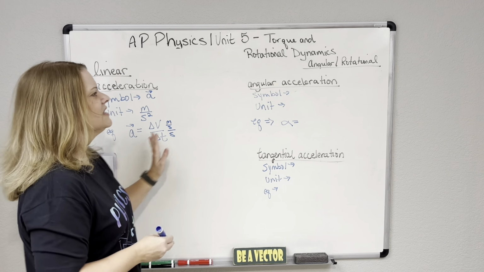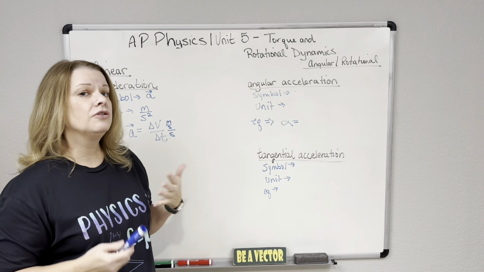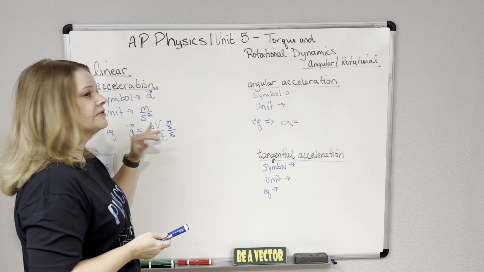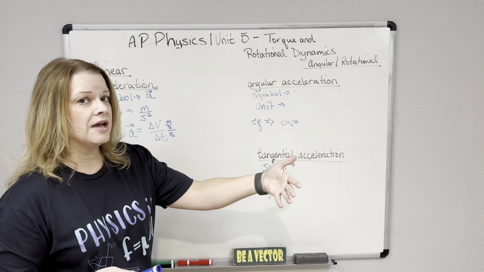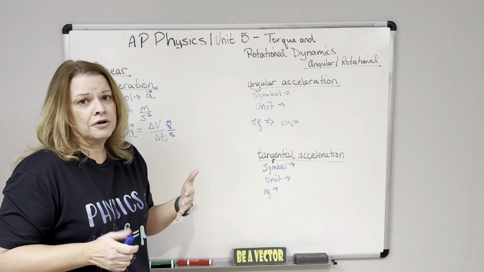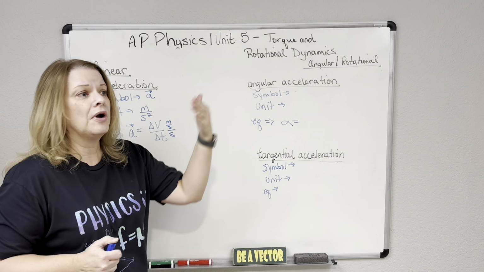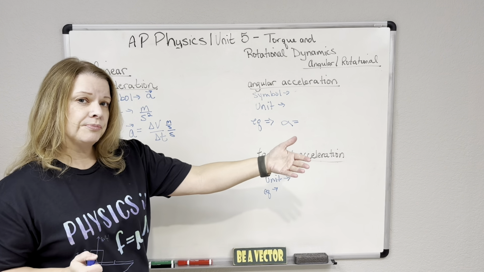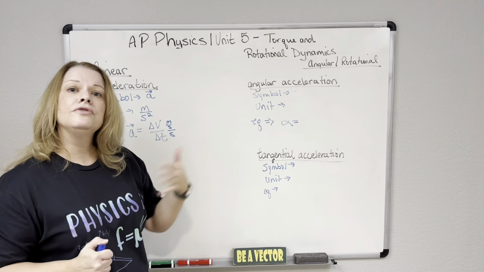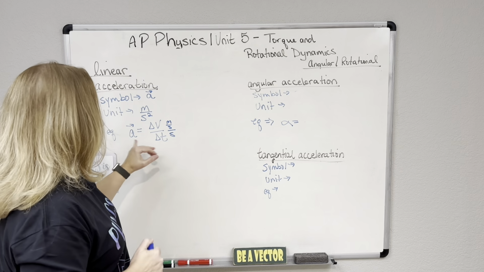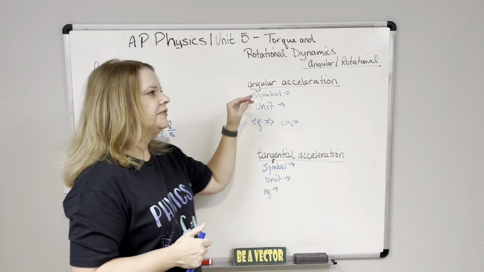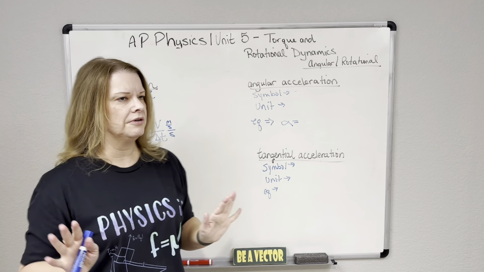All right, perfect. Now let's go over and talk about angular acceleration. And by the way, remember, this is always that change in velocity over time when you're talking about linear. If you've got a car going down the road and it goes from 5 miles per hour to 25 miles per hour, then you've had a change in velocity over time and you've got acceleration. Okay, very similar concept with angular acceleration.